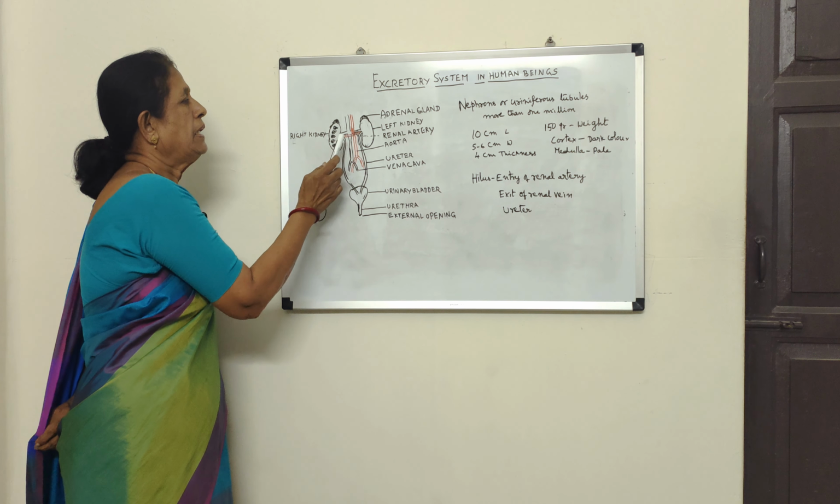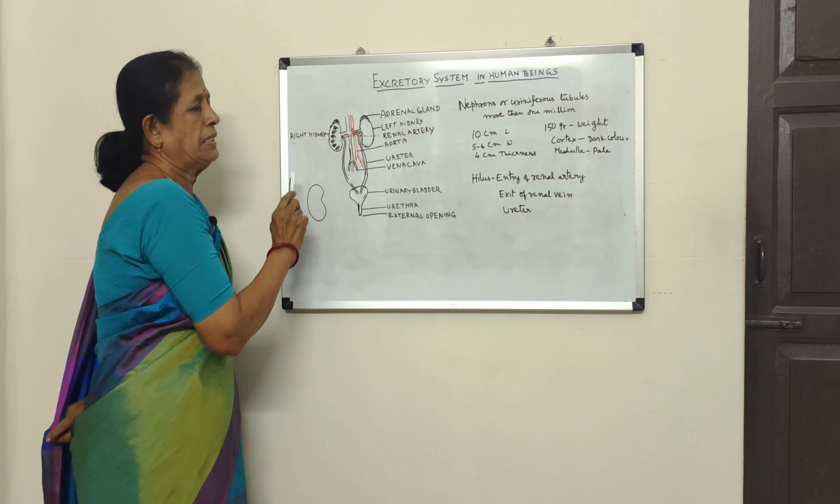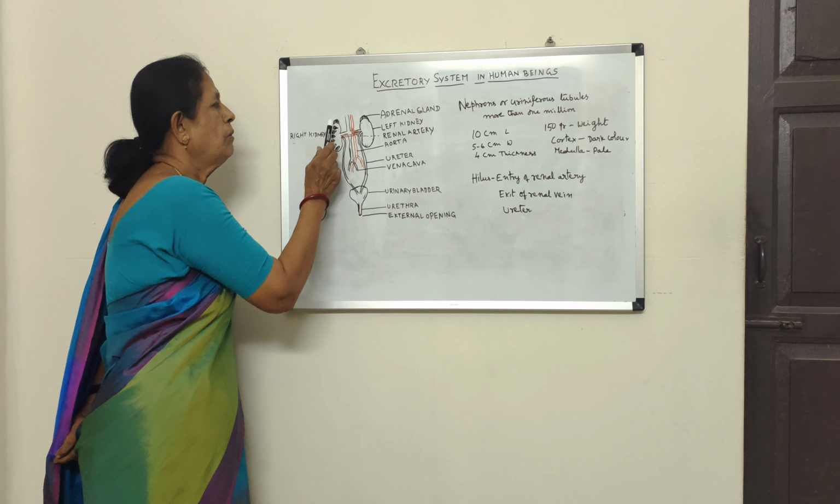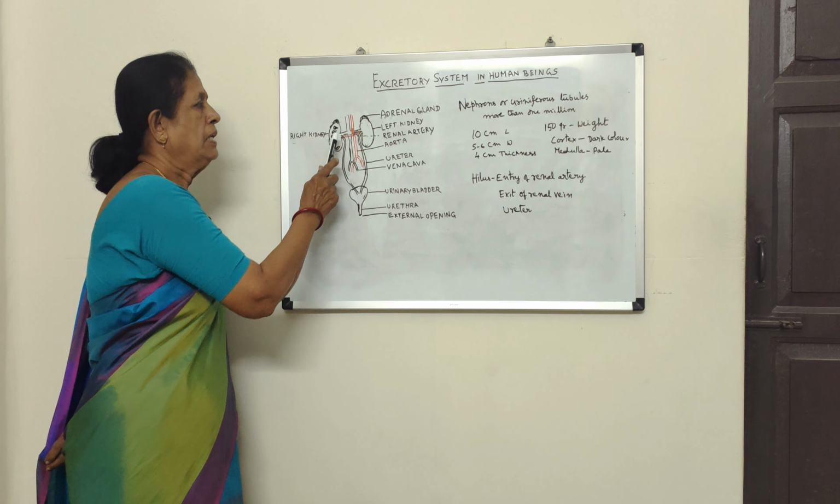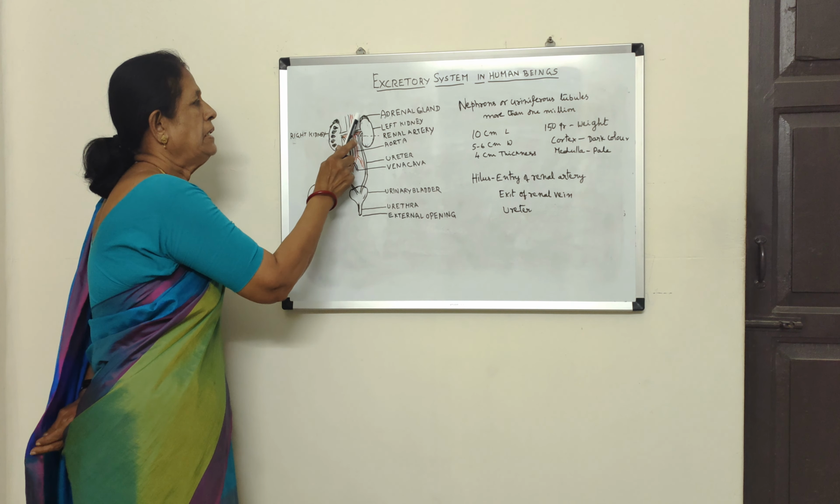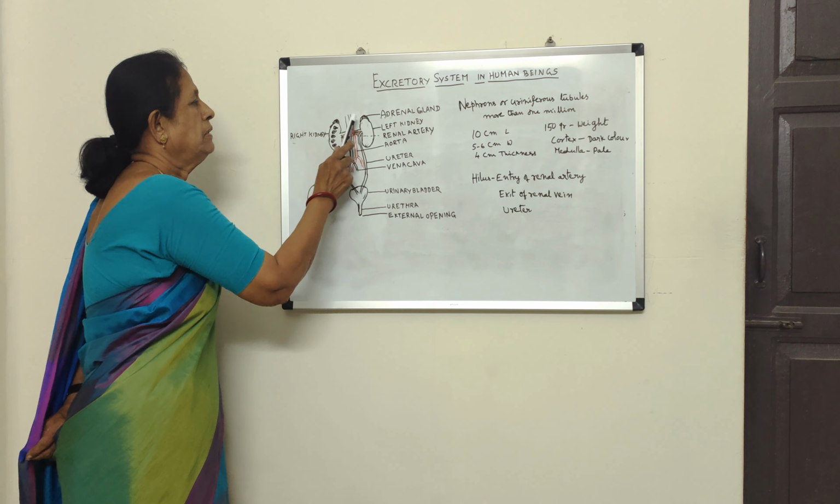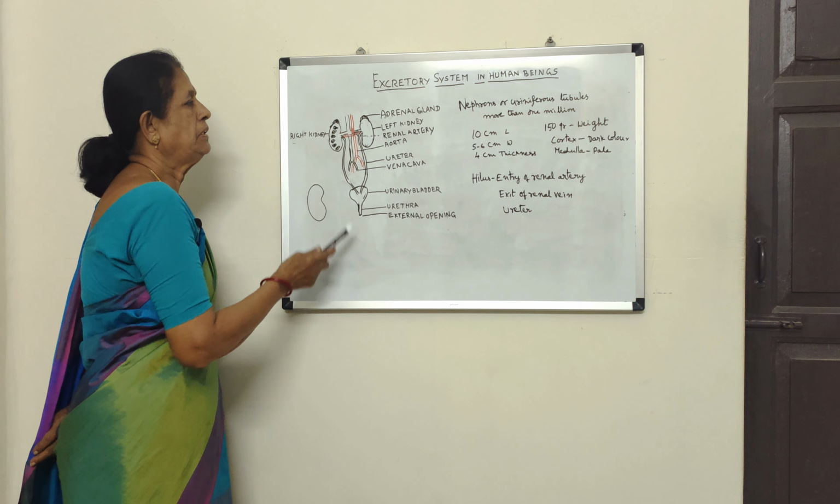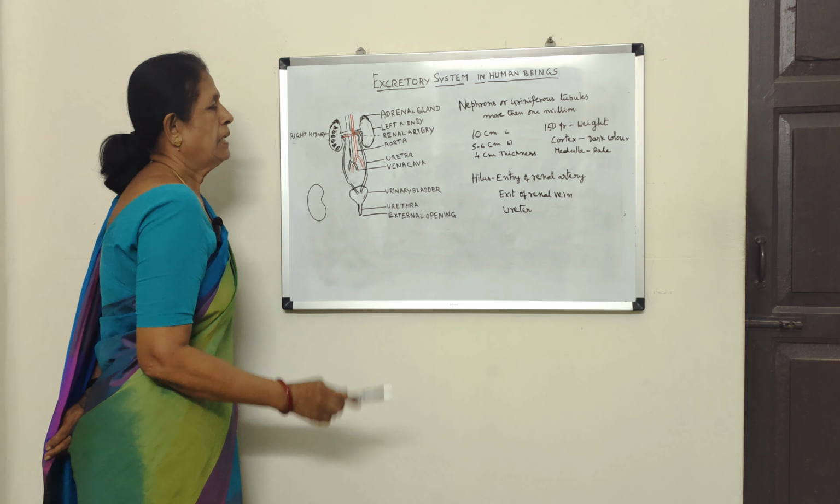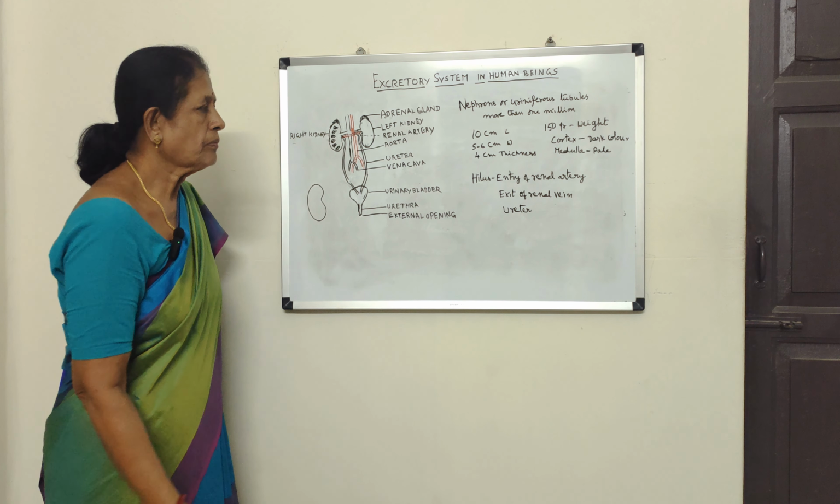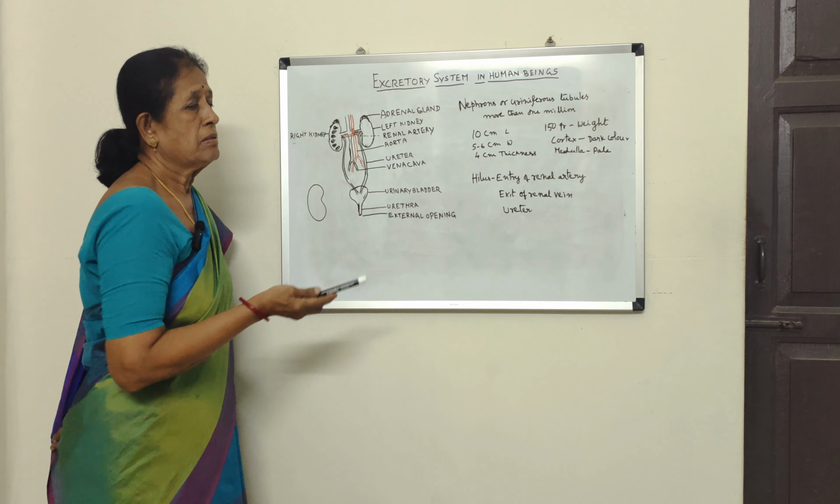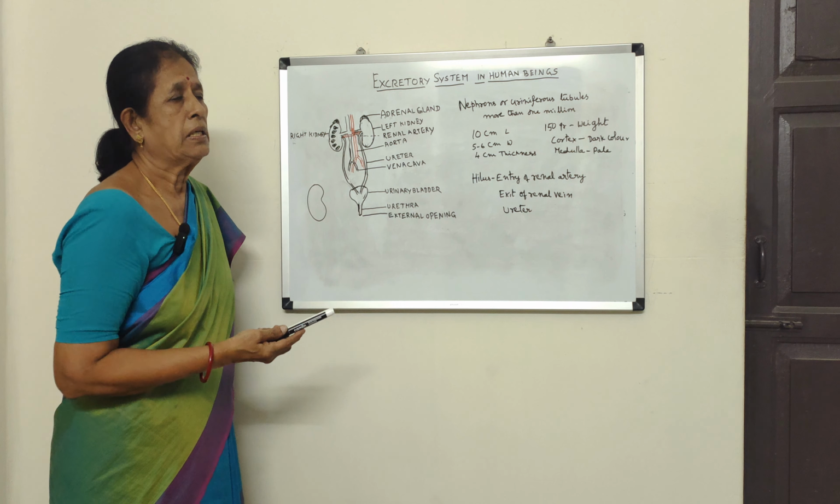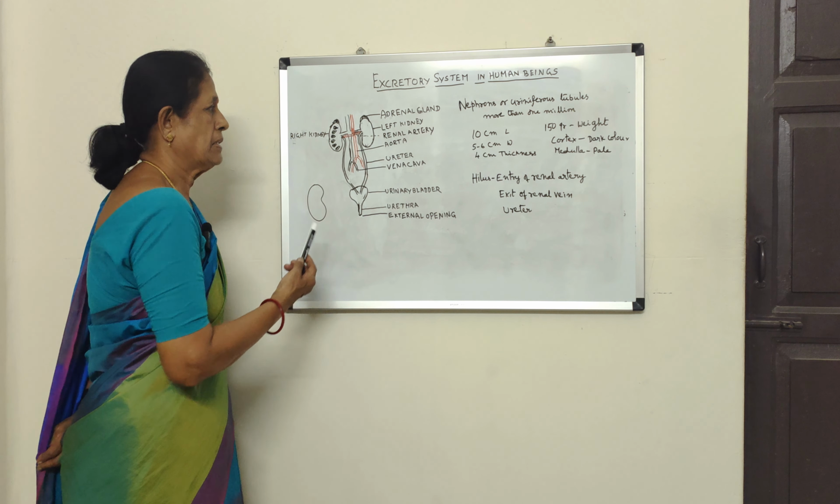On the top of the kidneys, there are adrenal glands. They look like a cap on the kidneys. A pair of adrenal glands is present, one adrenal gland on each kidney. We will learn the function of the adrenal gland in later classes.